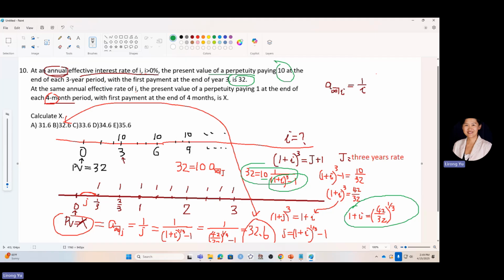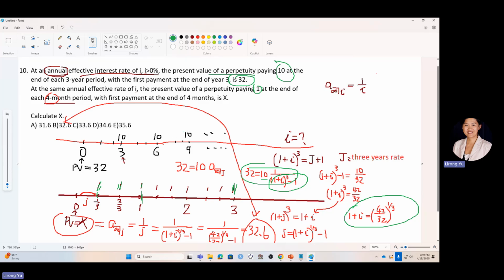Now, back to the second perpetuity. We were supposed to pay $1 at the end of every 4 months. So that means that's the whole year at 1, right? But 4 months is 1/3 of the year, so it's 1, 1, 1. We're getting paid basically $3 for the whole year. And then if you go to 3 years, that's 3 times 3, that's $9. So that's kind of like paying $9 every 3 years.